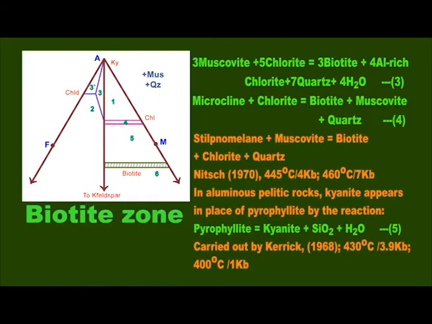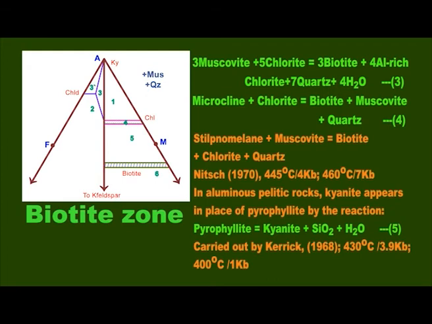Biotite zone. The beginning of biotite zone is indicated by the appearance of biotite by the following reaction: muscovite plus chlorite give rise to biotite plus Al rich chlorite plus quartz plus water, reaction number 3. Another reaction is microcline plus chlorite give rise to biotite plus muscovite plus quartz, reaction number 4. By reactions 3 and 4, chlorite becomes unstable in presence of microcline.